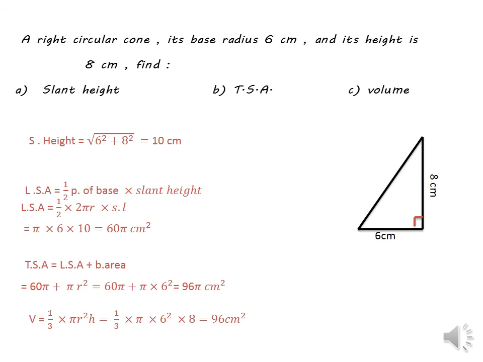Then find the total area. First find the lateral area, equal to half times 2 pi r times the slant height. It will be pi R L. Finally, after simplifying, pi times 6 times L equals 10, which gives 60 pi square centimeters. The total area will be pi R times (L plus R), or lateral area plus base area. It will be 60 pi plus pi R squared. Finally, it will be 96 pi square centimeters. Volume equals 1 over 3 pi R squared H. It will be 1 over 3 pi times 6 squared times 8, which equals 96 pi cubic centimeters.